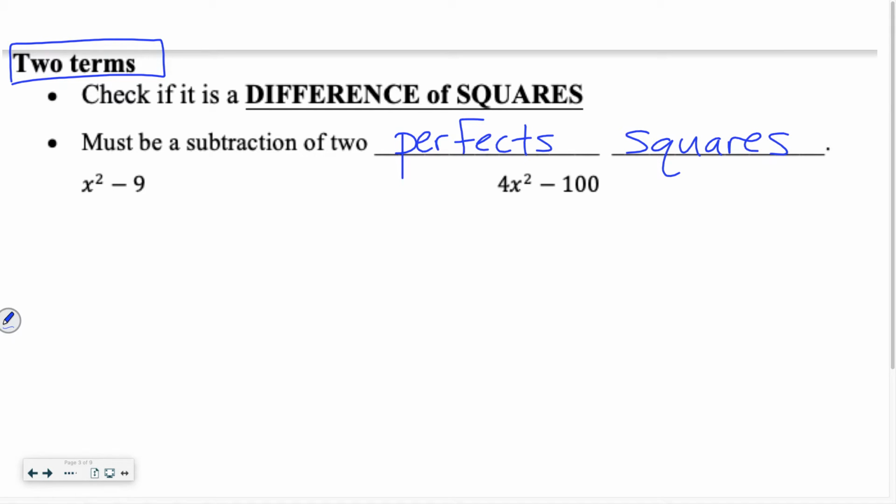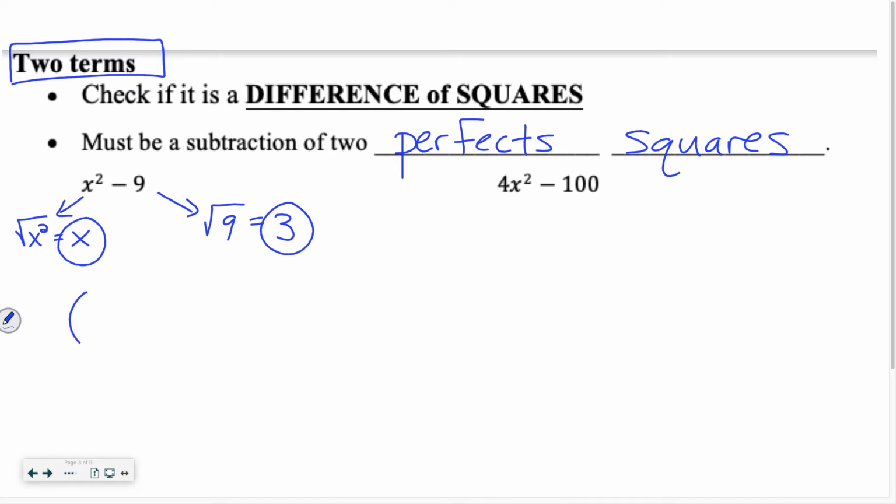Okay, perfect squares are like 1 squared is 1, 2 squared is 4, 3 squared is 9. So those are the perfect squares. So in the first one we have x squared minus 9. And to start, I'm going to show all the work. The square root of x squared equals x. So that is a perfect square. And over here, the square root of 9 equals 3. So what we have here is two perfect squares, and they're subtracted from each other. So this is a difference of squares.